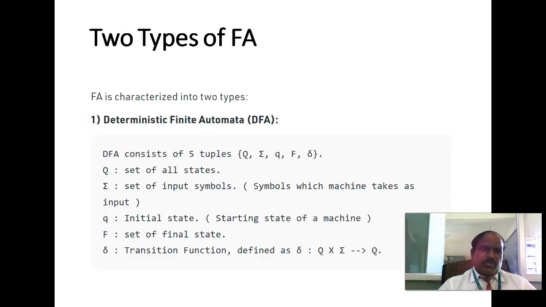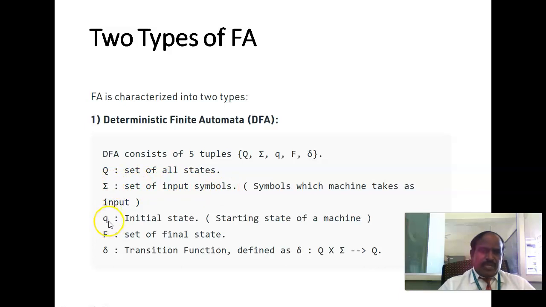There are 2 types of finite automata as per the syllabus. One is called the deterministic finite automata, which is called a DFA. The formal definition of the DFA is the 5 tuples: capital Q, sigma, small q, capital F and delta. Capital Q is a set of states. How many states there are in this finite automata is given by capital Q. The input symbols we give to this finite automata are mentioned by the sigma symbol.